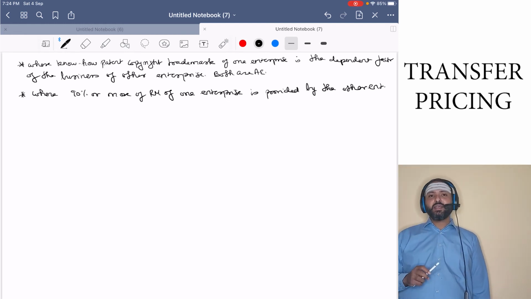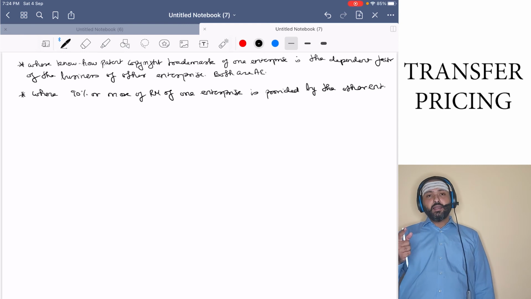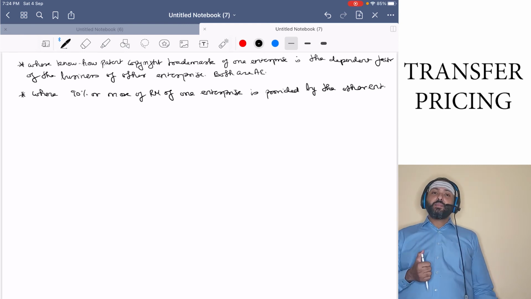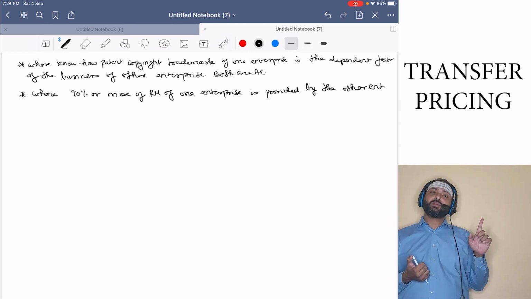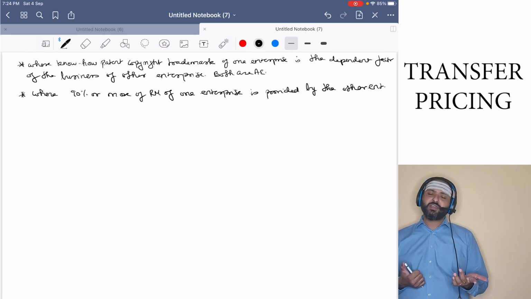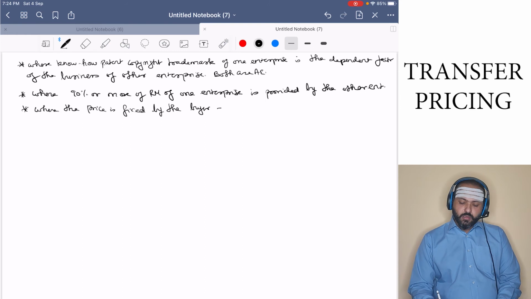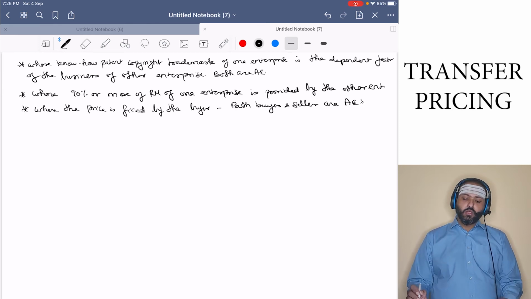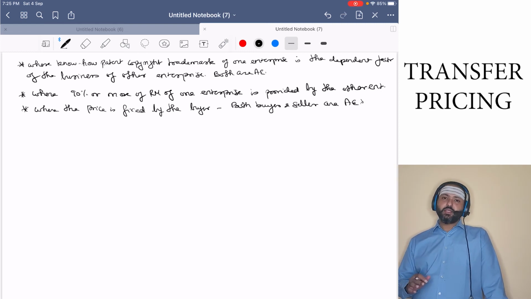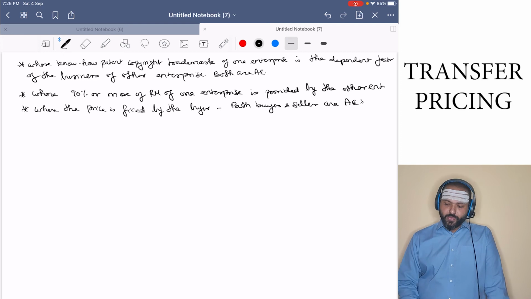So in this case, what has happened? AIPL had to sell to AJC, but the price was fixed by ASPL, and ASPL is the parent of AJC. Therefore, where the price is fixed by the buyer, both buyer and seller are AEs. So where the price is dictated by the buyer, the buyer and seller are supposed to be associated enterprises.